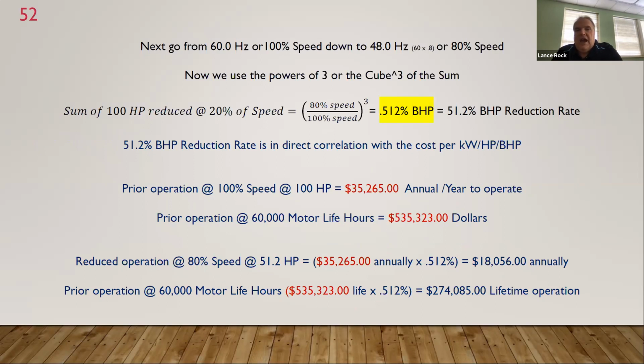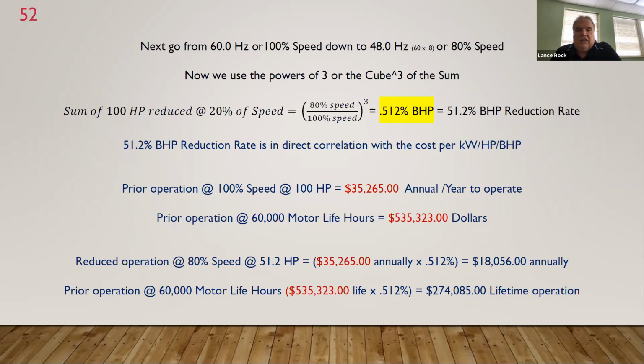What savings will we have? When at 100%, at 60,000, we're at 35,000 at 535. Reducing down to 80% is 51.2 annually. Reduced operation 80% at 51.2 equals annually times 0.512. We will drop from 35,000 down to 18,000 annually.